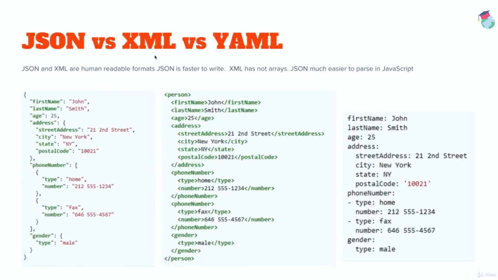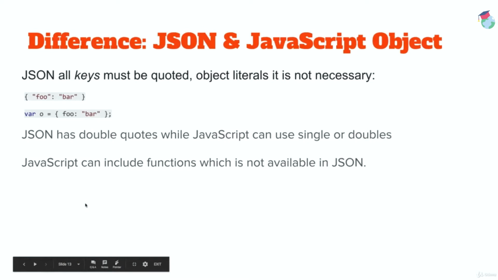So JSON versus XML versus YAML. So there are some differences. JSON's the one here on the left-hand side. So this is one of the easiest ones to read, write, and use within JavaScript. So there are some differences, of course, between JSON and JavaScript. Within JavaScript, we don't need to have the quotes around it. Within JSON, we need to have double quotes. So JavaScript can be single or double quotes. Also, we can't run any functions within JSON either.